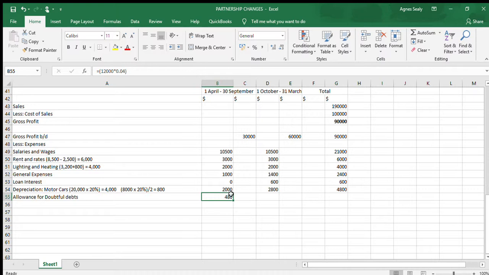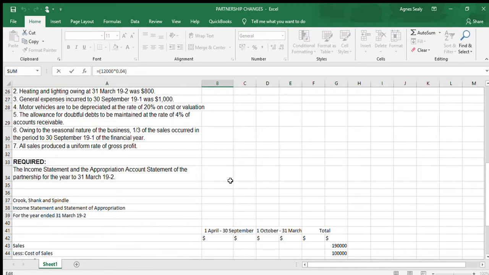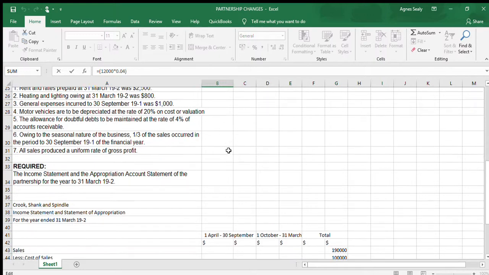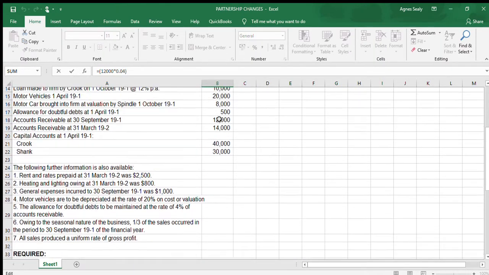However, we must be mindful of the fact that the allowance previously was $500. So the allowance previously was $500, and that's at the beginning of the year.